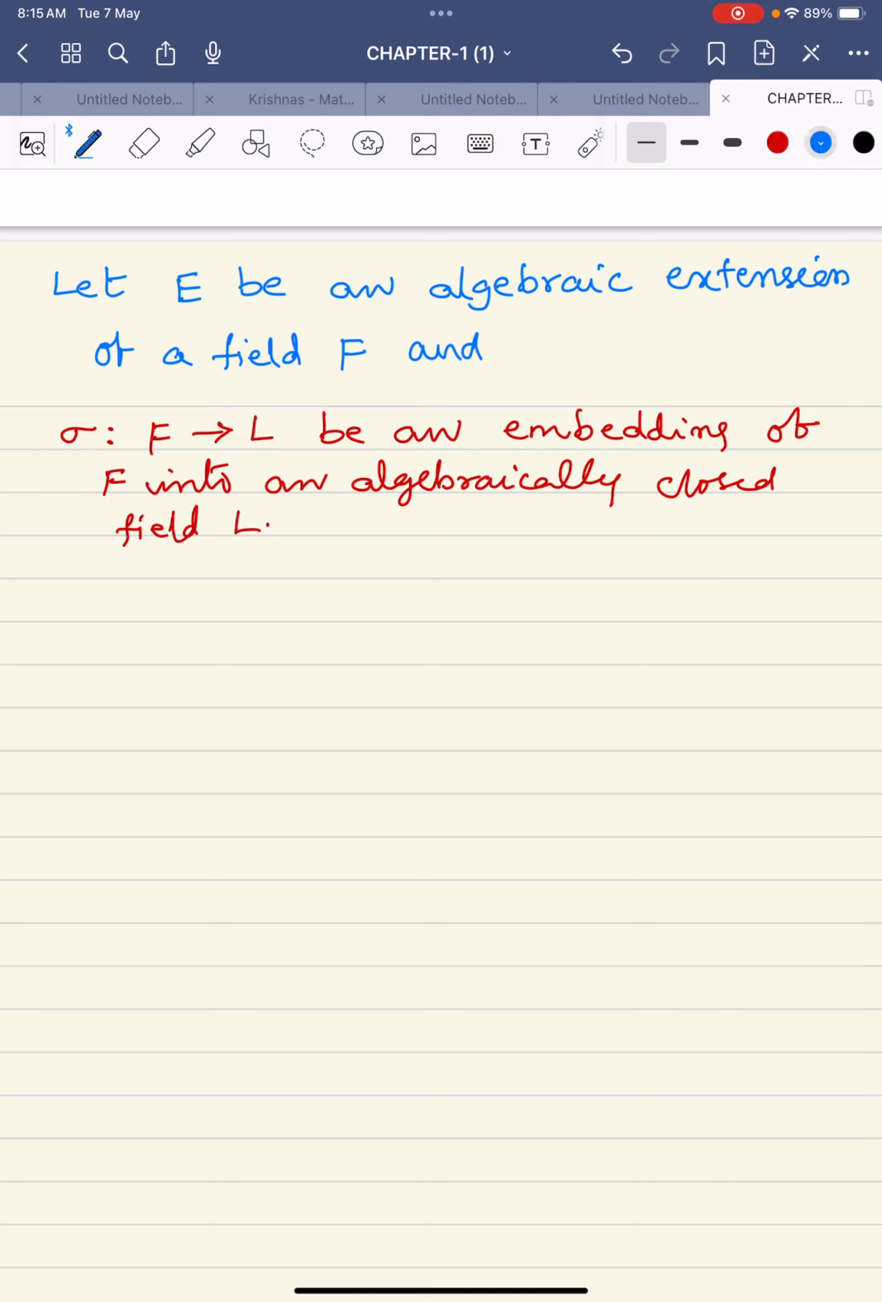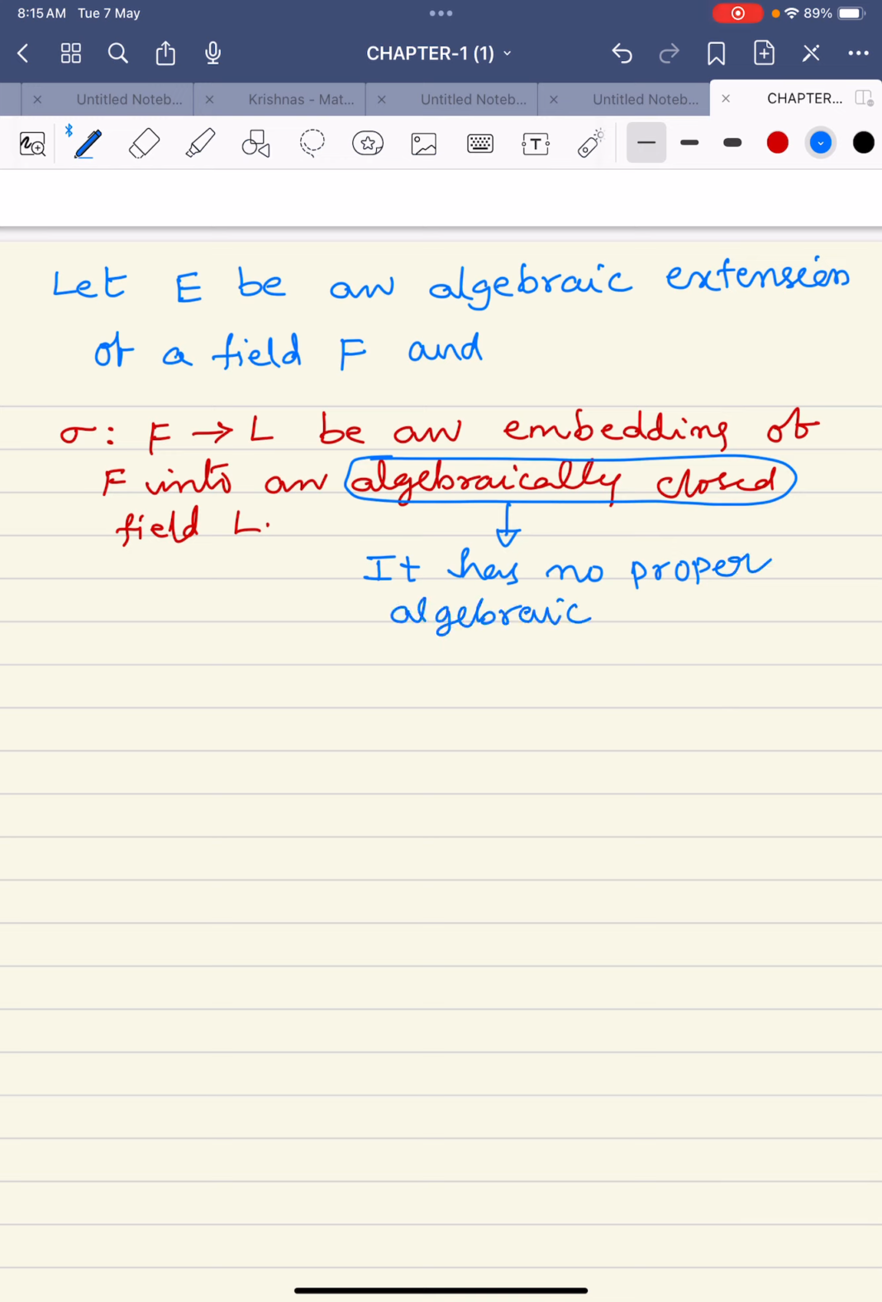What is meant by an algebraically closed field? Algebraically closed field means it has no proper algebraic extensions. That's it.